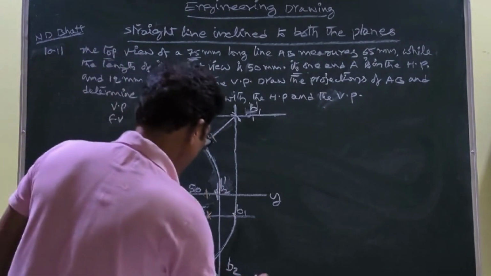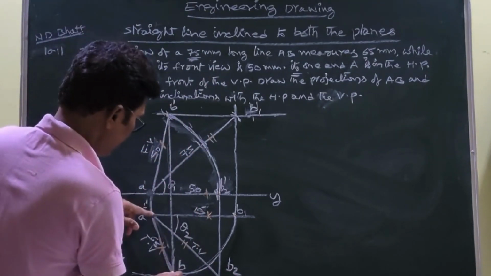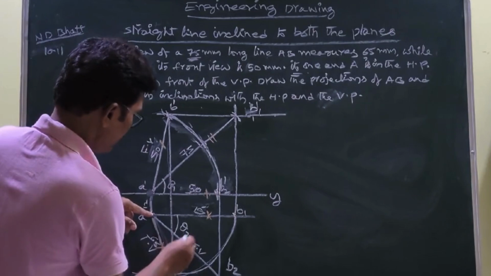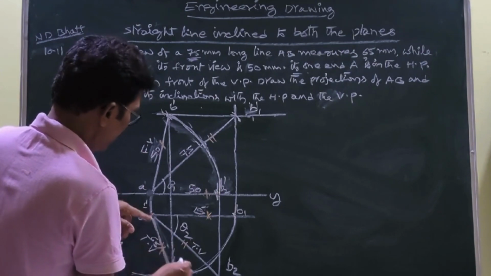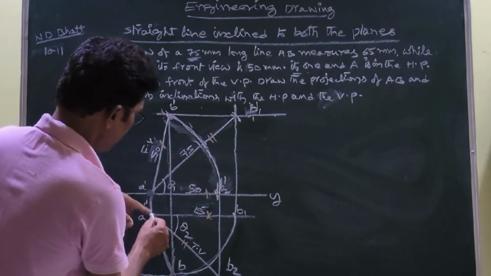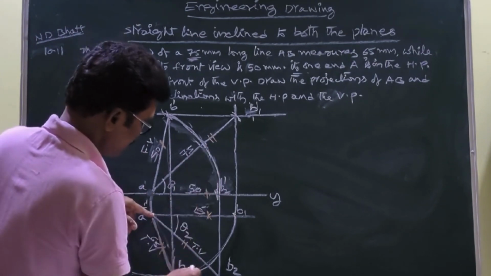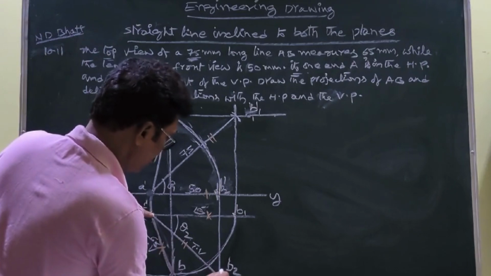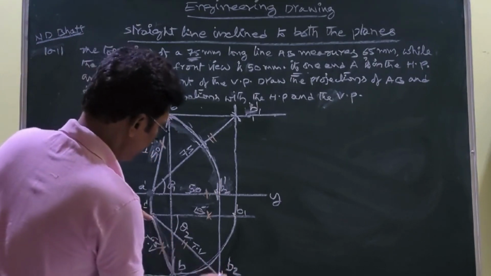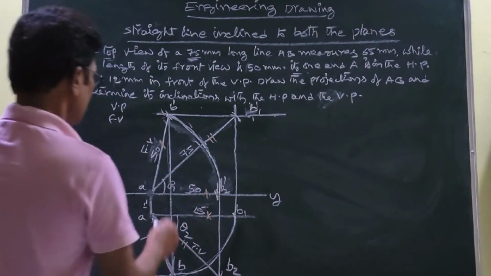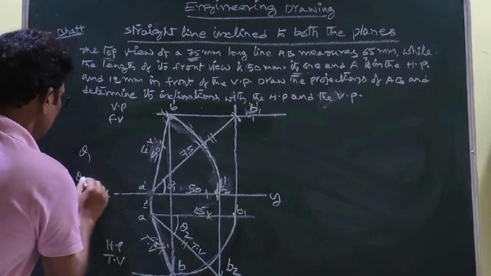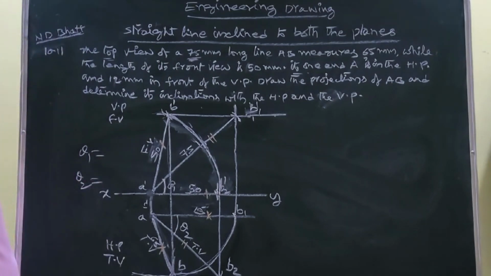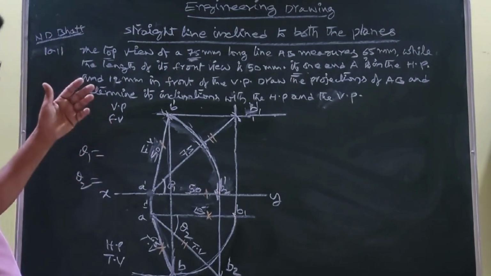At this point, you draw a locus line. You join this A and B. This is the top view. This length equals 65. This is also 65. Then at A as a center, with 75 as a radius, the line length, you cut this locus. You get B2. You join this one. This is the top view. So we can measure this theta 1 and theta 2. We can get the inclination of the line to HP and VP.